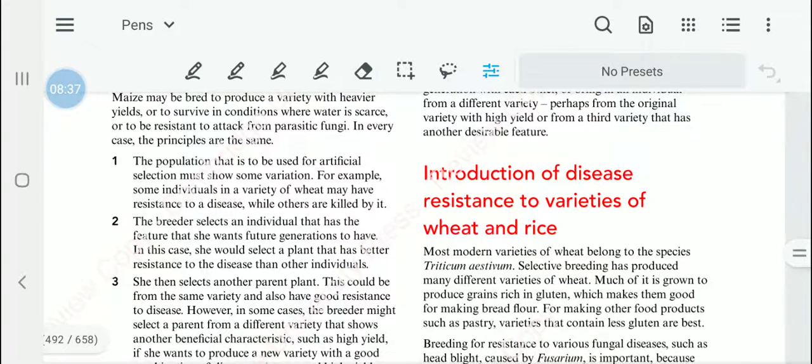There are several steps involved. Number 1, a population that shows some variation is selected. Example, a variety of wheat, some having a resistance to a disease, others which get killed by it. Number 2, the desirable wheat individuals would be selected.